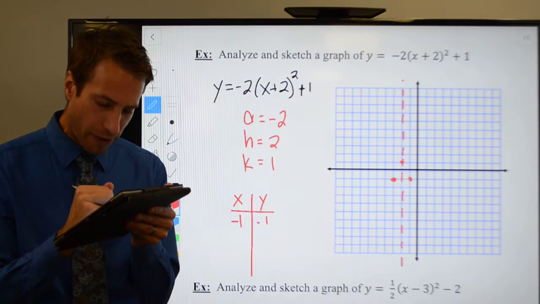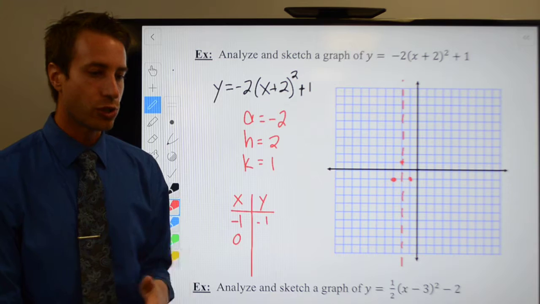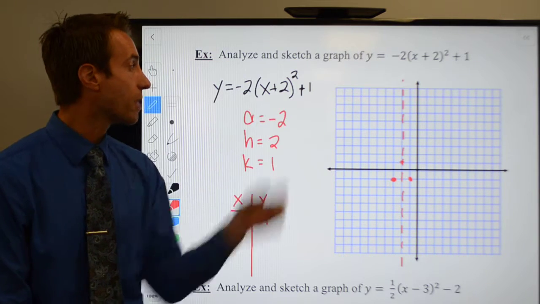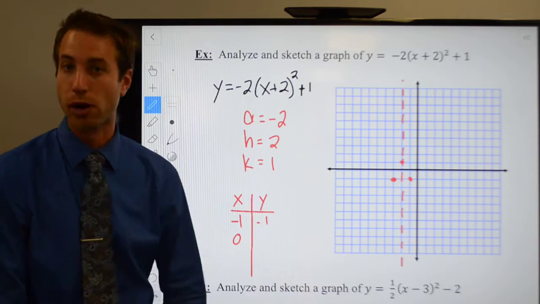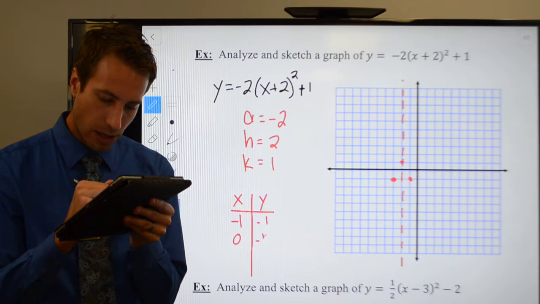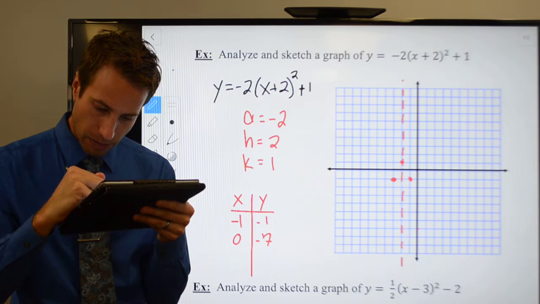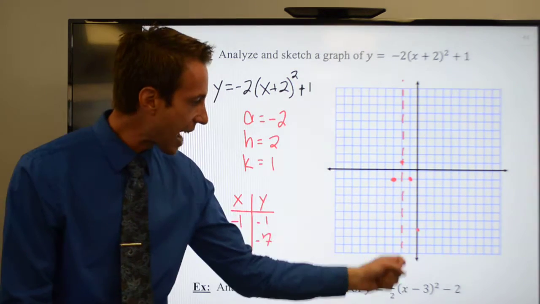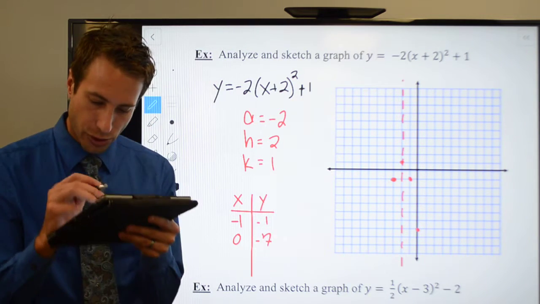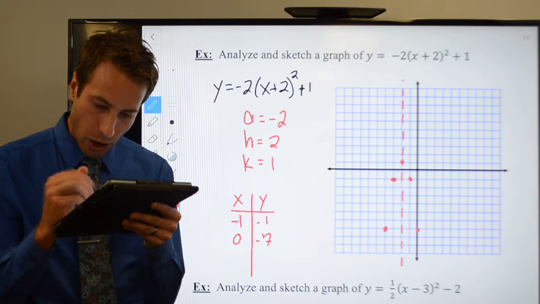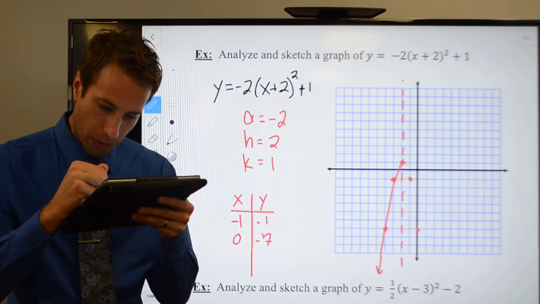Let's try one more. What if I were to plug in a 0? Well, I plug in 0. 0 plus 2 is 2. 2 squared is 4. 4 times -2 would be -8. And -8 plus 1 is -7. I just found my y-intercept, (0, -7). But since this is my axis of symmetry, and I am 2 units away from the axis of symmetry, this guy right over here would also be a point, and we can sketch a graph of our parabola.